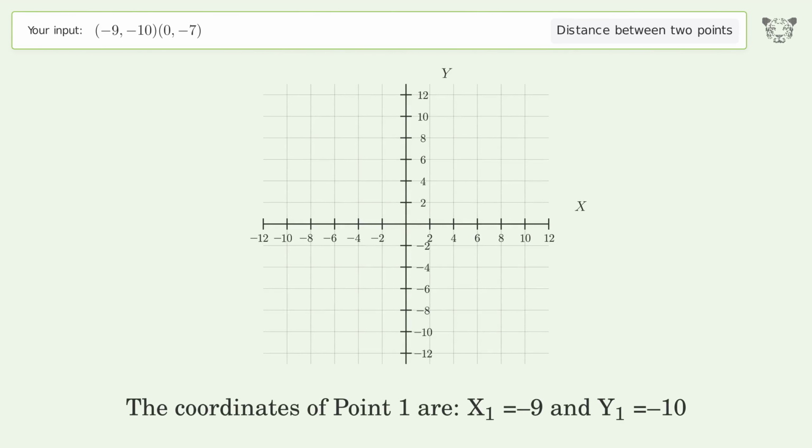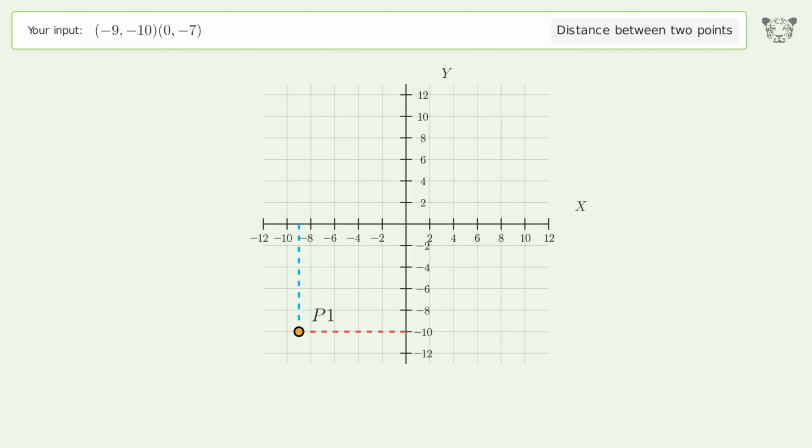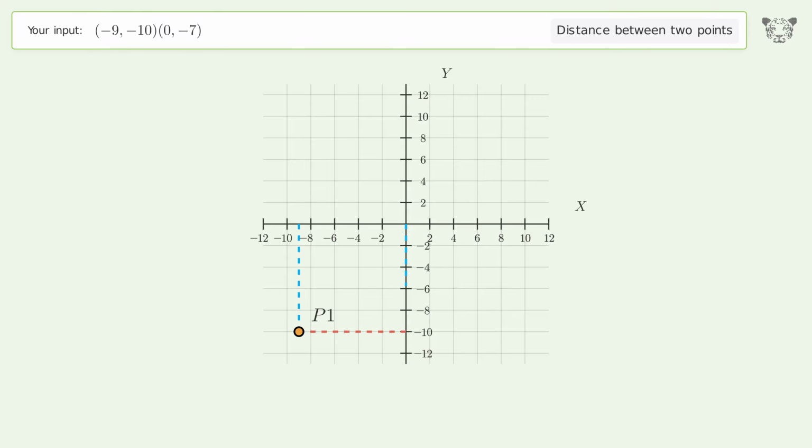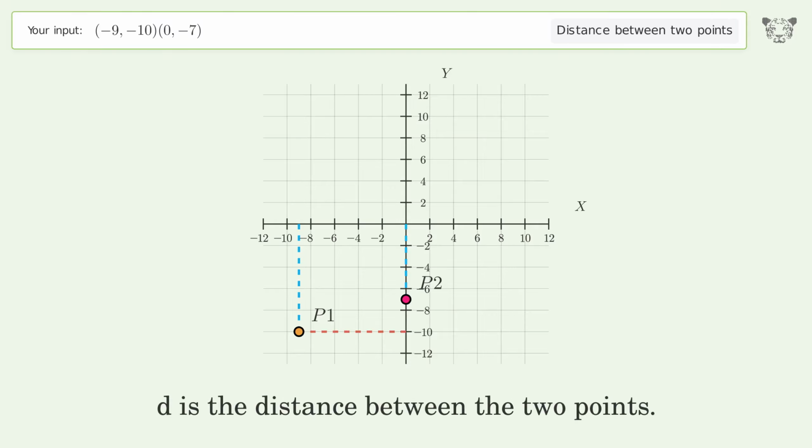The coordinates of point 1 are x1 equals -9 and y1 equals -10. The coordinates of point 2 are x2 equals 0 and y2 equals -7. D is the distance between the 2 points.